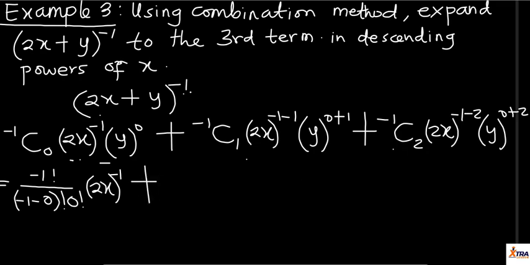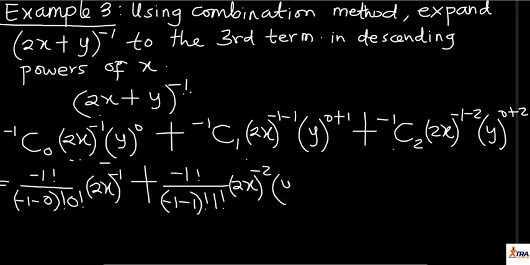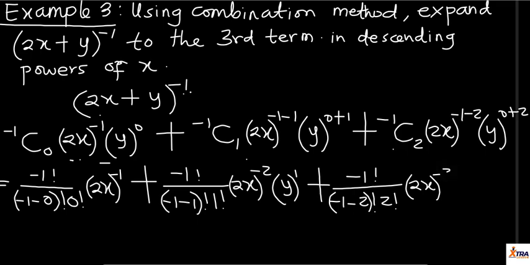We go to the next one. We have minus 1 factorial over minus 1 minus 1, with our knowledge of combination, 1 factorial. Then we know this is 2x raised to the power minus 2. And then we have y raised to the power 1. Moving on, we have minus 1 factorial over minus 1 minus 2 factorial, 2 factorial, where we have 2x raised to the power minus 3, and then y raised to the power 2.